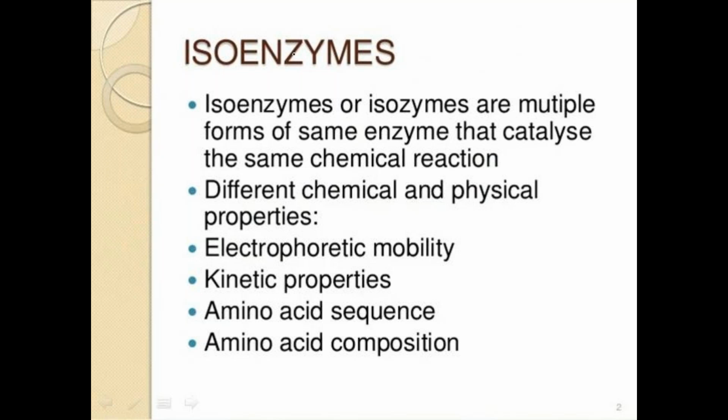And what are the properties that are different? They differ in physical properties and chemical properties. Physical means mainly kinetic property, whereas chemical means the chemical composition of these enzymes. These properties differ: mainly electrophoretic mobility, amino acid sequence, and amino acid composition. Isoenzymes are multiple forms of the enzyme that differ in physical and chemical properties but catalyze the same chemical reaction. Understood?